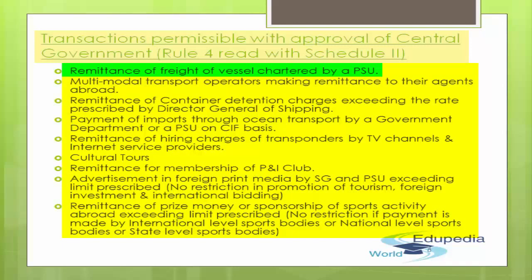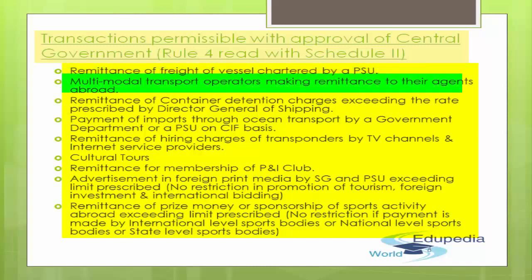Number 1 was the remittance of freight of vessel which is charged by a public sector undertaking. Number 2, multi-modal transport operators making remittances to their agents abroad. So any kind of multi-modal transport operations that you'll be using in order to make the remittances to the agents which are being settled abroad, you need to have approval from central government first of all.